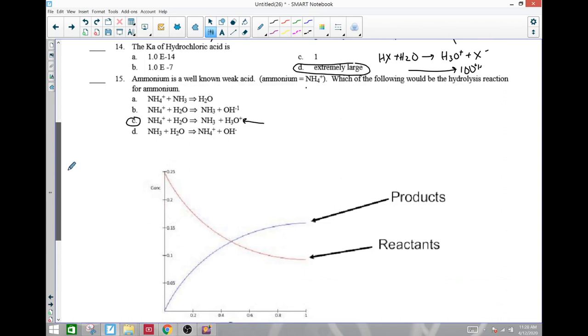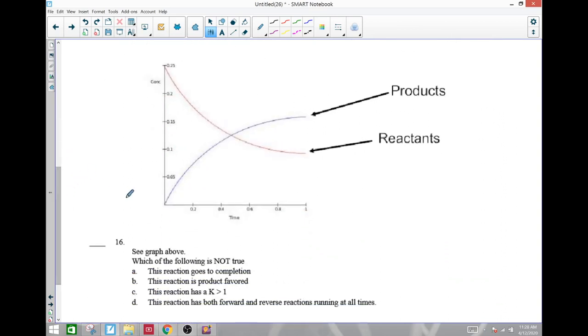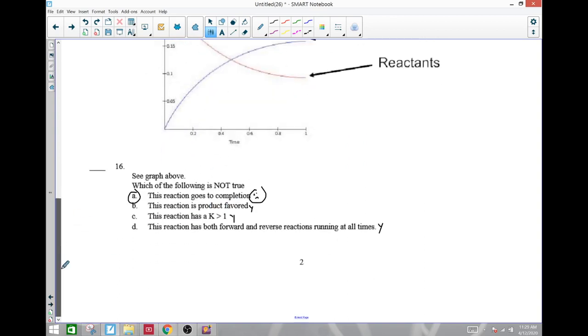Number 16. Now, here we go. This is an equilibrium chart. Which of the following is not true? The reaction goes to completion. That's not true. Let's just read the rest of them and make sure. The reaction is product favored. Yep, we have more products than reactants. The reaction has a K value greater than 1. Yes. The reaction has both forward and reverse reactions running at all times. Yes, even in the end it still runs. So A is the answer. You need to have a limiting reactant. Something has to go to 0 for it to be completion.